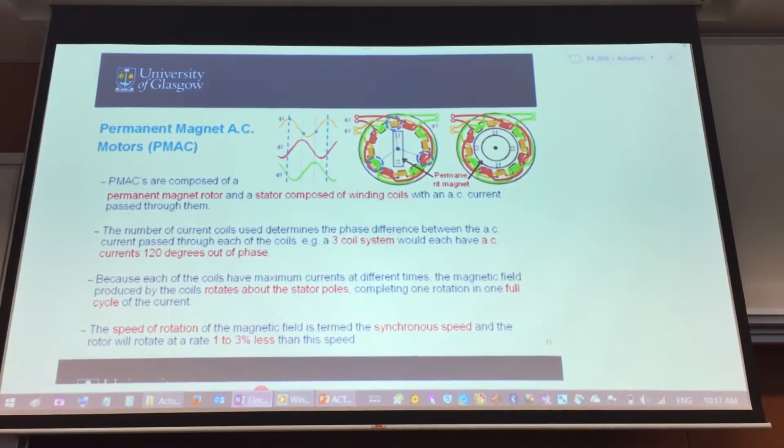Let's have a look at the construction. So this figure over here is something I added on. I think there's a T missing. Permanent. Yeah, permanent. Oh, it's still here. Permanent magnet.